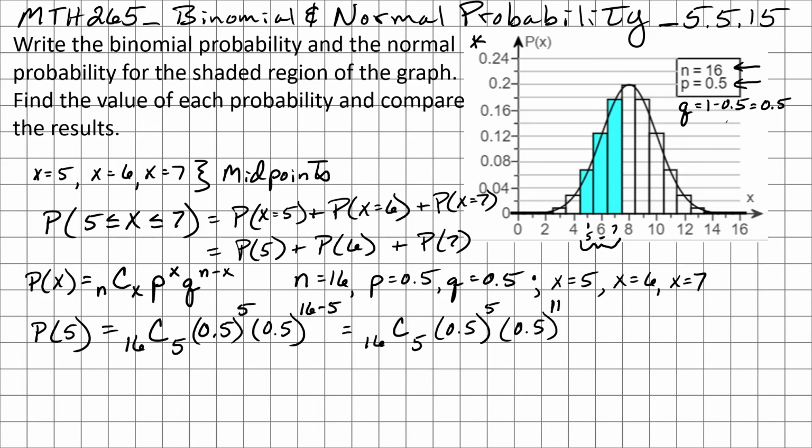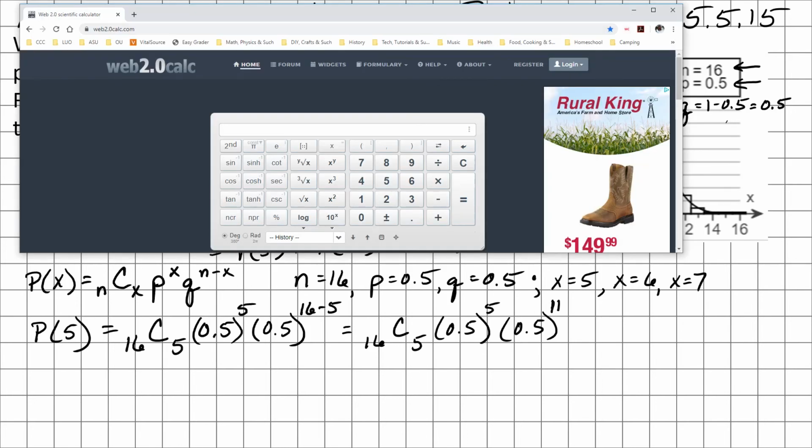Now, you have a combination key on most scientific calculators. Where it is depends on what kind of calculator you have, so you need to be familiar with your calculator. What I'm going to do is use an online calculator for this. So here's my calculator. It's web2.0calc.com. There's your URL right up there. It's a pretty good scientific calculator, and I'm going to be able to enter this particular expression exactly as it's written.